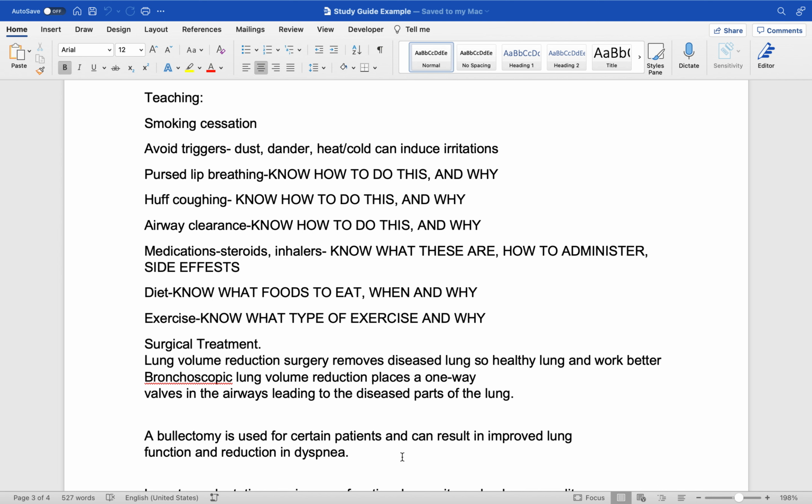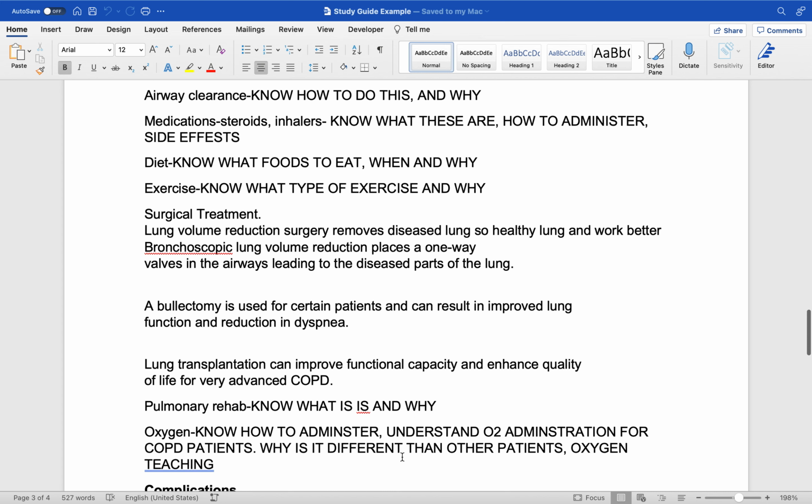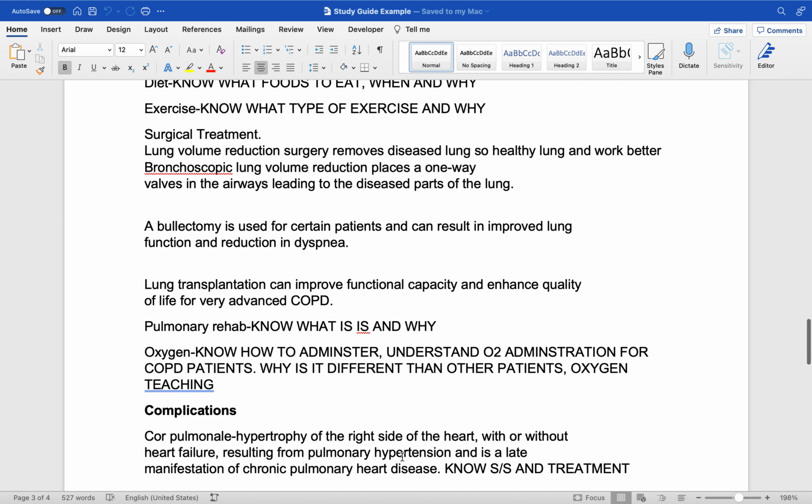So again, just making sure your study guide doesn't just list facts. You have to have that additional information there. This went on again to have some additional information about treatments. So again, you'd want to know, what is that treatment? Why are we doing that? It's not enough just to know that they might have a lung volume reduction surgery. Why would they have that? Then if they do have that, what might be some complications of that?